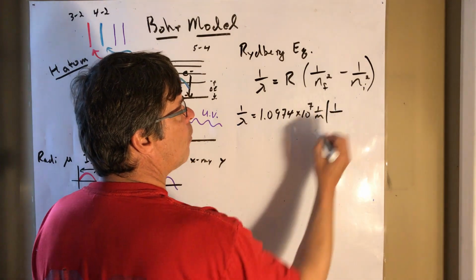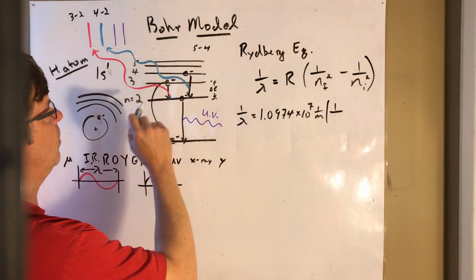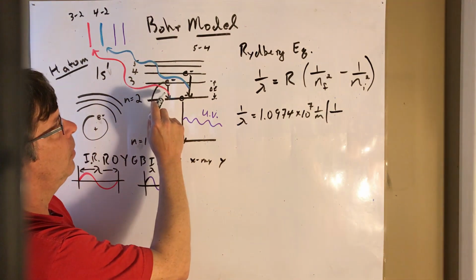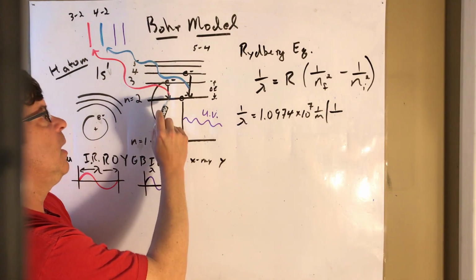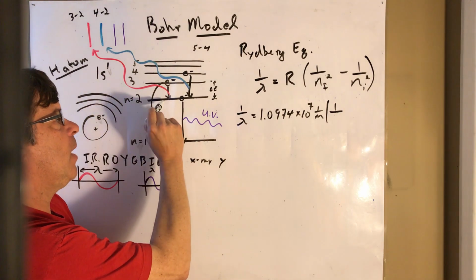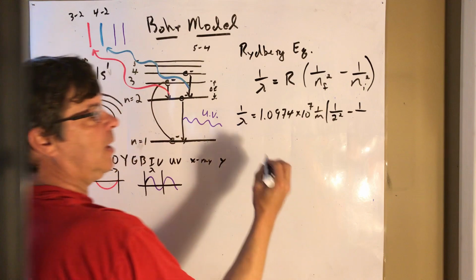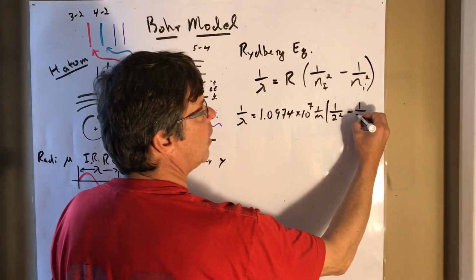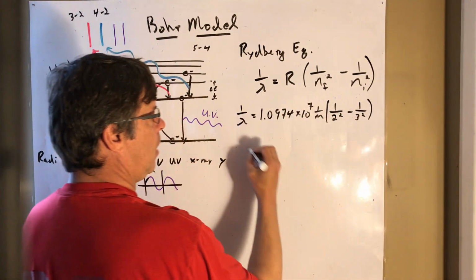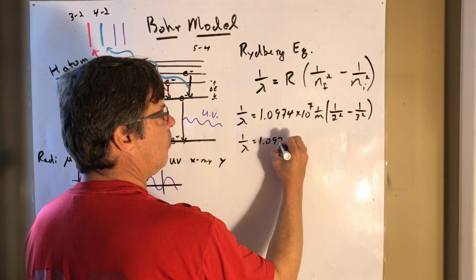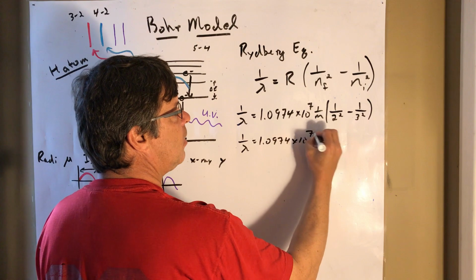And then it's 1 over, now let's think final. This red light came from 3 to 2. When the electron went from 3 to 2, it emitted red light. So the final energy level is 2, so we're going to square that, minus the initial energy level, 3 squared. All right, so 1 over lambda equals 1.0974 times 10 to the 7th.